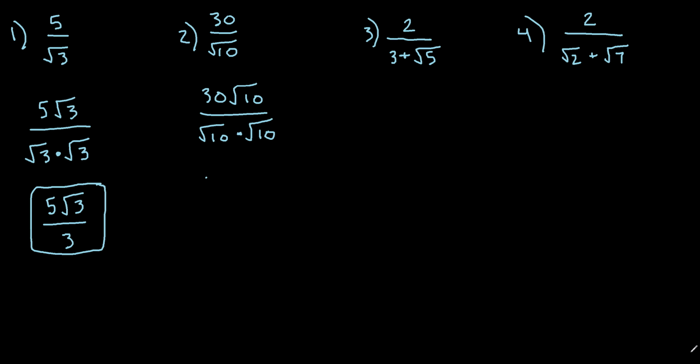So we're left with 30 times the square root of 10 over 10. And now we can further simplify this by saying, okay, well, what is 30 divided by 10? Well, that's just 3. So we can rewrite this as 3 times the square root of 10. So that's our final answer on this one. All right, let's take a look at the third example. We have 2 divided by 3 plus the square root of 5.